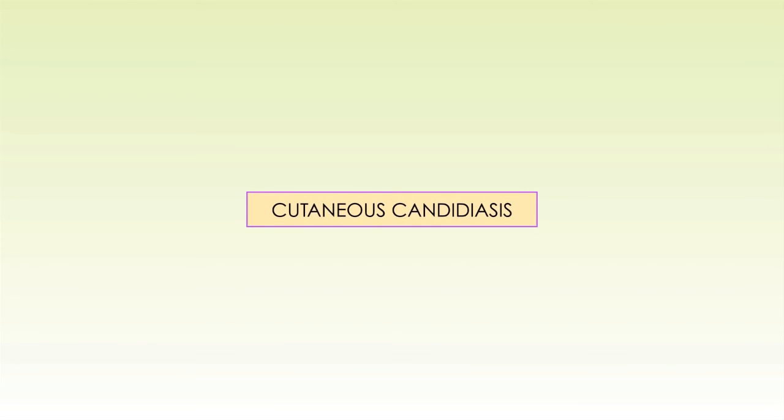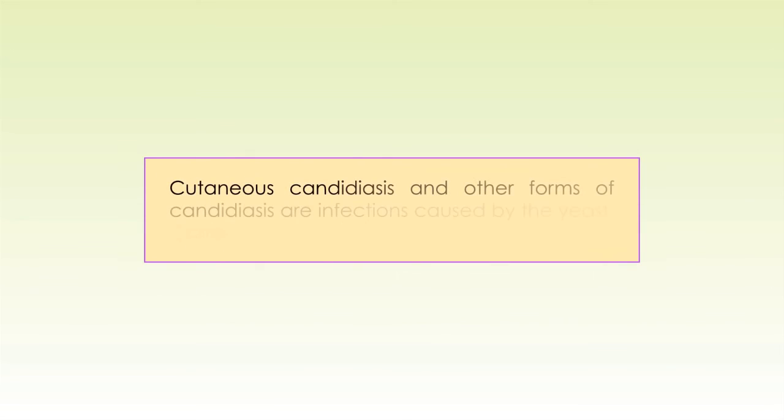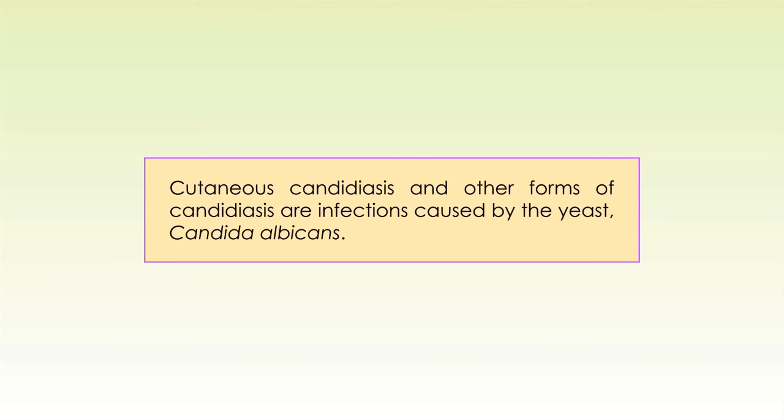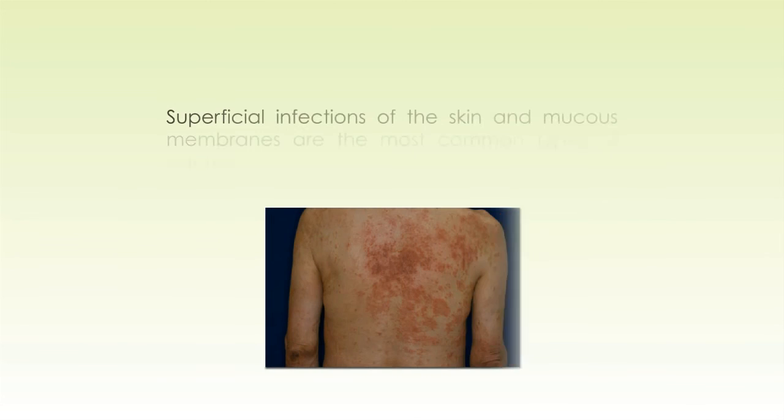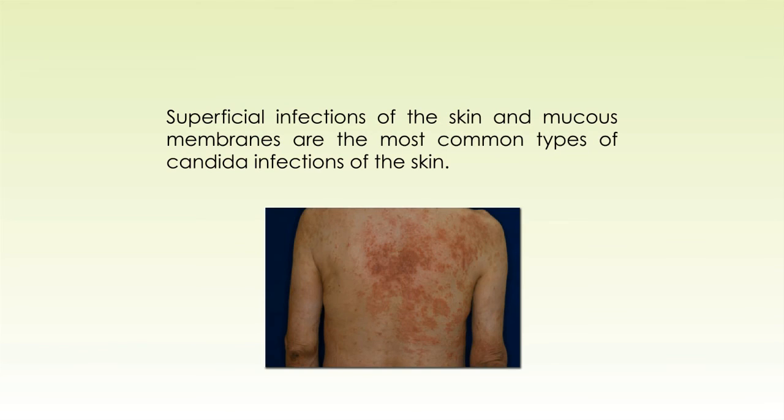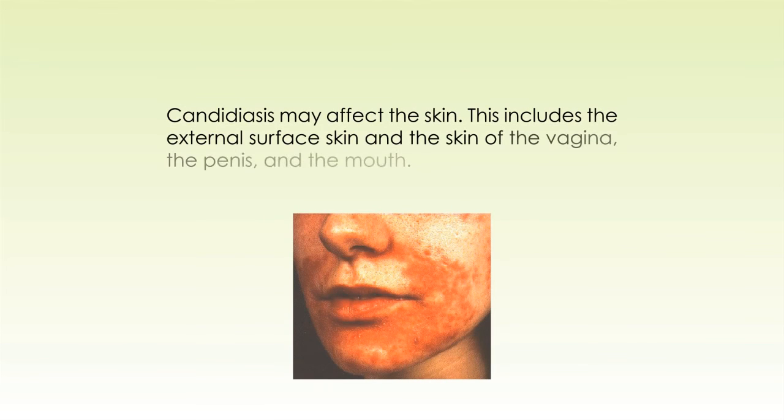Now we'll come to human diseases which are caused by fungi. The first one is cutaneous candidiasis. Cutaneous candidiasis and other forms of candidiasis are infections caused by the yeast known as Candida albicans. Superficial infections of the skin and mucous membrane are the most common types of Candida infection of the skin. Candidiasis may affect the skin. This includes the external surface skin and the skin of the vagina, the penis, and the mouth.